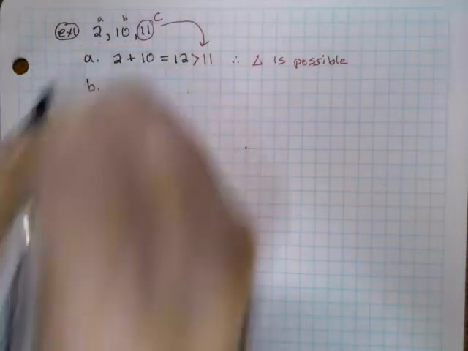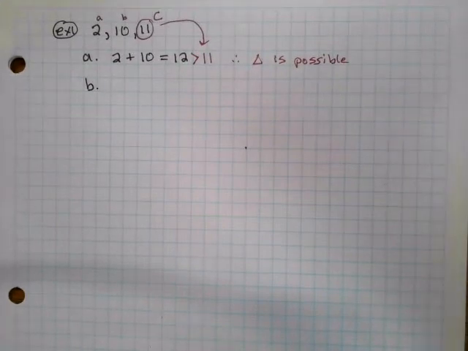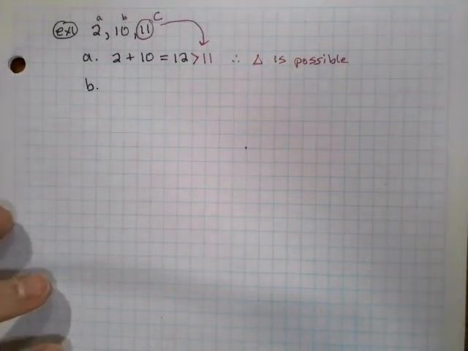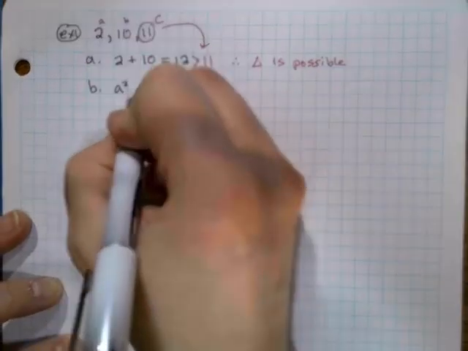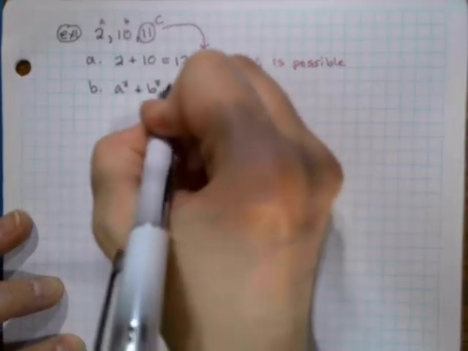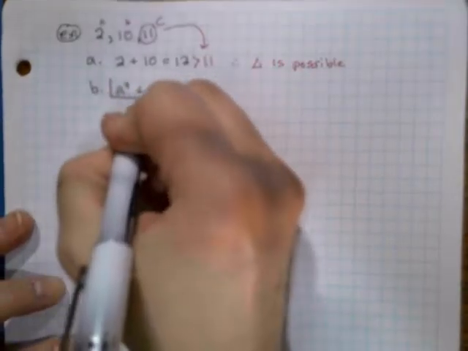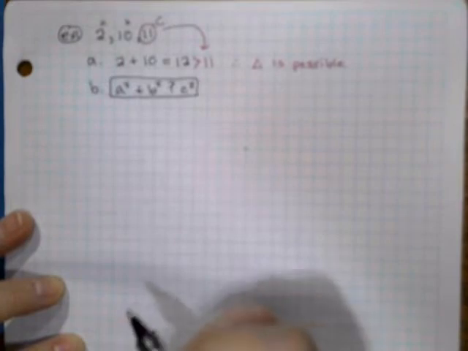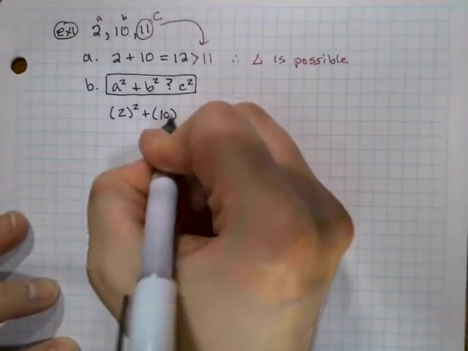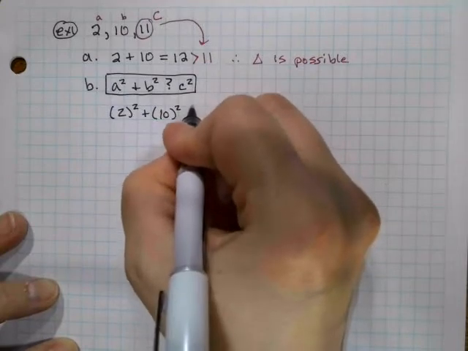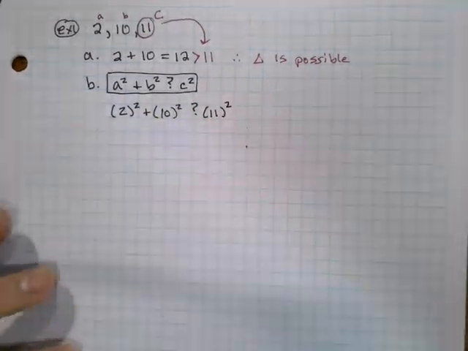Once you've determined a triangle is possible, we can go on and figure out what type of triangle it is. Okay, so to figure out the type of triangle, we need to find a squared plus b squared and figure out what its relationship is to c squared. That's your formula. So a squared would be 2 squared plus b squared, which is 10 squared. We want to know what is the relationship to c squared, which is 11 squared.